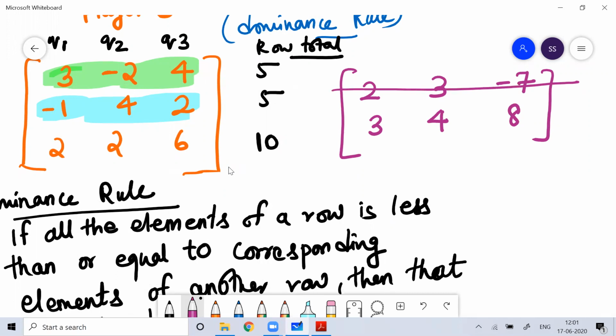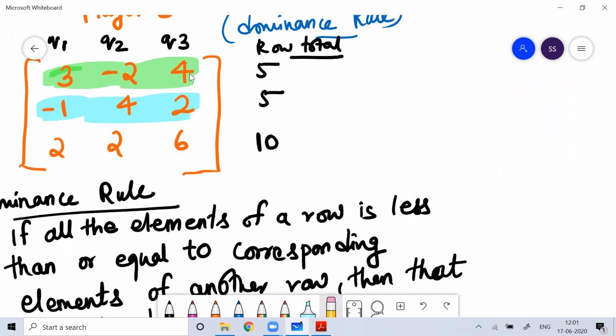But here I cannot do that, because there is no row where all the elements of that row are more than or equal to all the elements of another row. Because that is not there, I cannot do that here. So row wise I could not do anything.